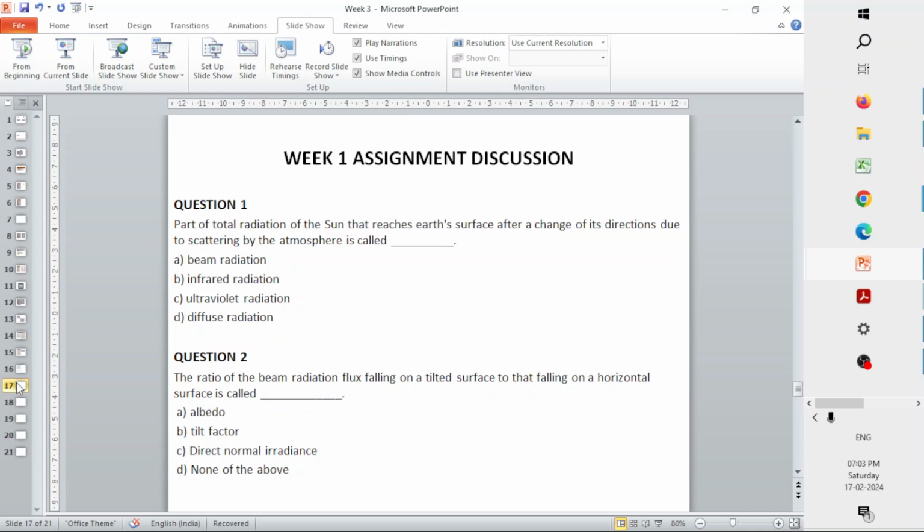Two options are wrong, B and C. It cannot be infrared or ultraviolet. So it's just beam or diffuse. As we discussed, if radiation coming from the sun gets scattered by the atmosphere, whatever radiation directly falls on the surface is called beam radiation. Now there is a change in direction, it's written, due to scattering by the atmosphere. So it will be diffuse radiation. This is the answer.